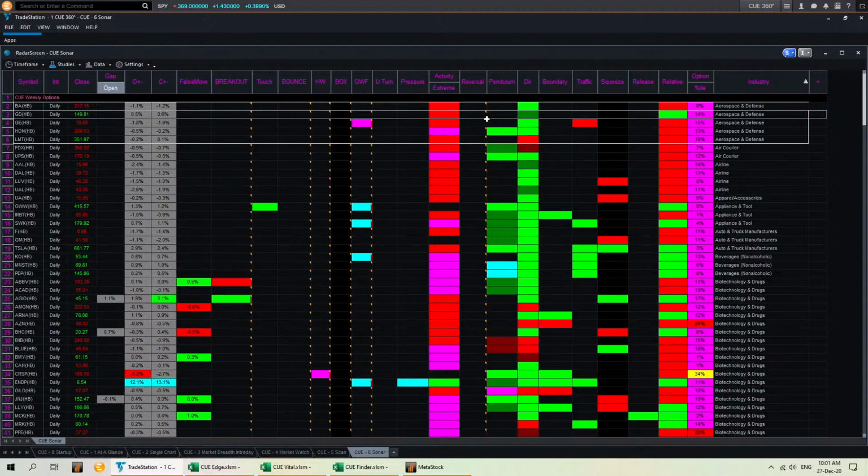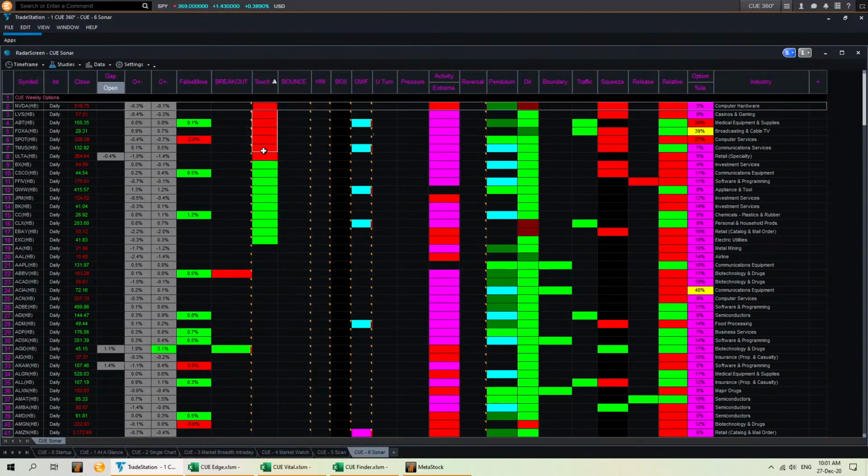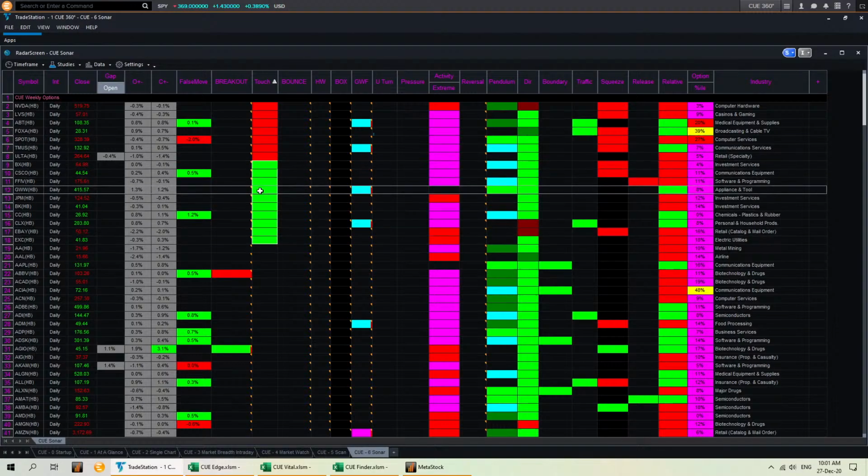Now let us look at the last remaining signal, that is touch. This signal is telling that the stock is touching trend line resistance, that will be shown by red color, and trend line support, that would be shown by green color touch. Those are the signals, and now we are left with the trade setups.